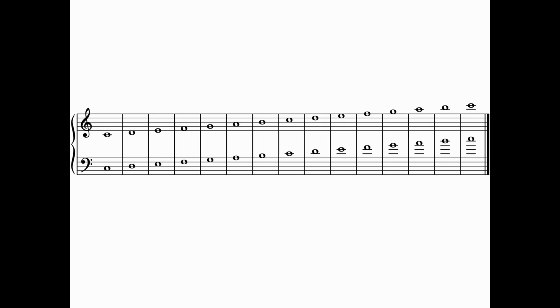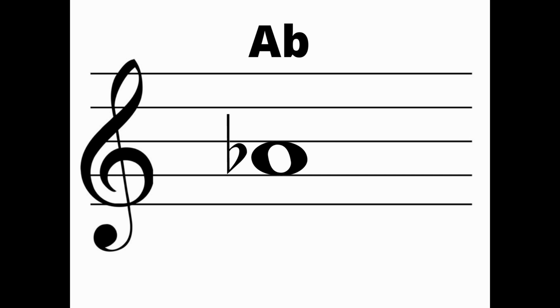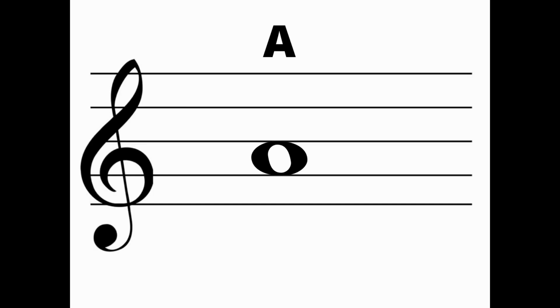The last part of naming a note are the accidentals. When the note is written as a letter, the accidental is written to the right, but when the note is written on the staff, the accidental is to the left. There are 5 types of accidentals: the flat, natural, sharp, double flat, and double sharp. First, let's look at the natural accidental, which looks like this. If the note has no accidental in front or behind it, we assume that the note is natural.